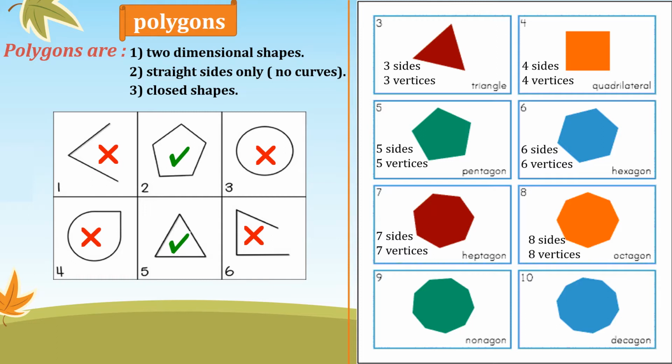The next one, nonagon. Nonagon is a polygon that has 9 sides and 9 vertices. Decagon is a polygon that has 10 sides and 10 vertices. We studied all of them last year except heptagon, octagon, nonagon, and decagon.